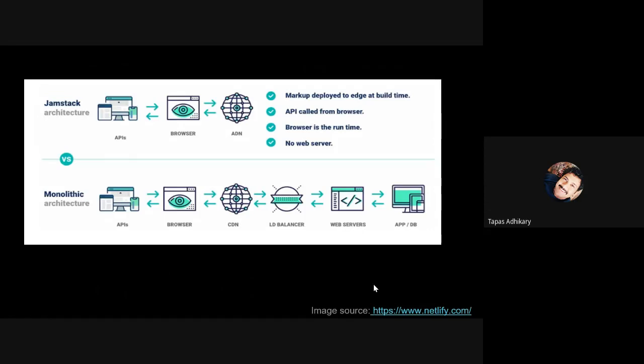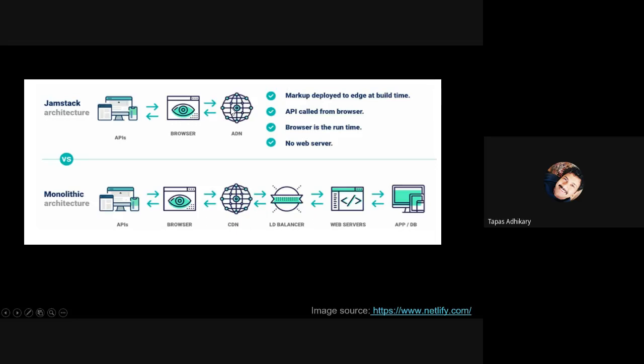Almost similar thing, but as Netlify recommends what JAMstack is versus a monolithic architecture, I thought of kind of quickly going through it. So you have your browser in the JAMstack, you have your CDN or ADN. We probably will be using the term ADN from now because it's an application delivery network from where your application is getting served. And you have APIs to get the various usage based on your need, right? So markup deployed at build time, API calls from the browser. Browser is the runtime, and there is no web server actually involved at all. So that's where we keep hearing that JAMstack is serverless.